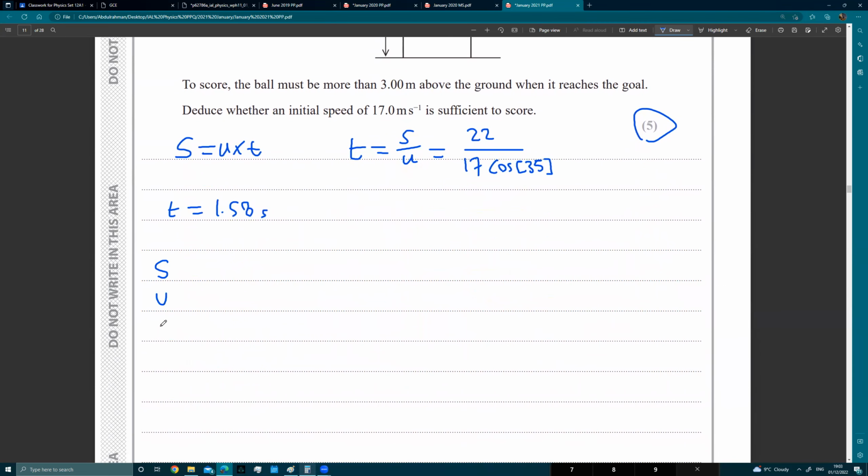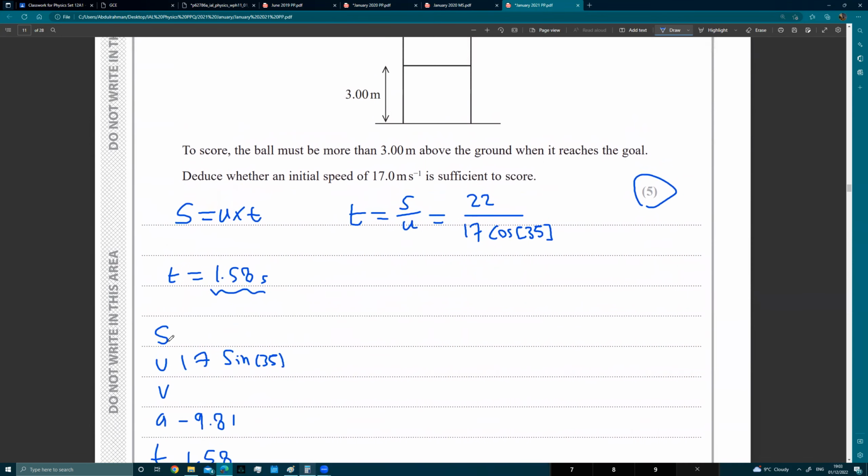So SUVAT. We're going to jump to the vertical. We're going to slap on the horizontal time, which is 1.58. We're going to slap on minus 9.81, which is always the acceleration. Initial velocity, we know it's 17 sine 35. We need to know the vertical displacement. Remember, like last question, I said it's usually this. It's not the final velocity you're working out, because that's pretty useless in this question. I want to know, is it 3 meters above the ground? So I want to know what the vertical displacement is. Put a question mark here.